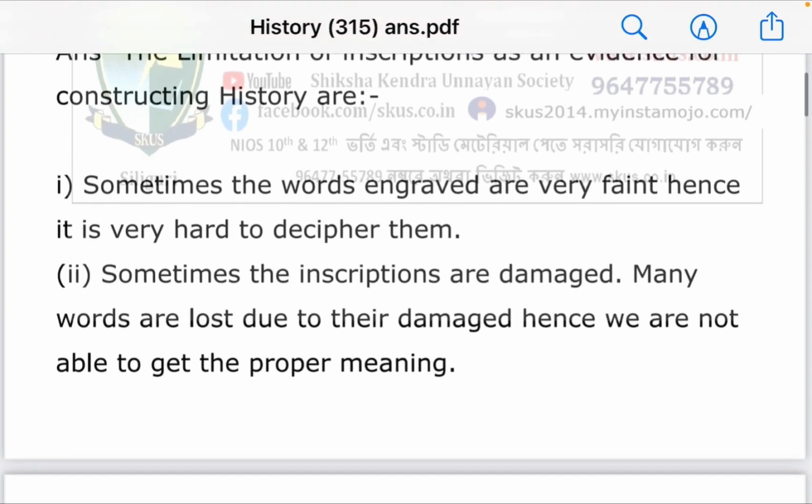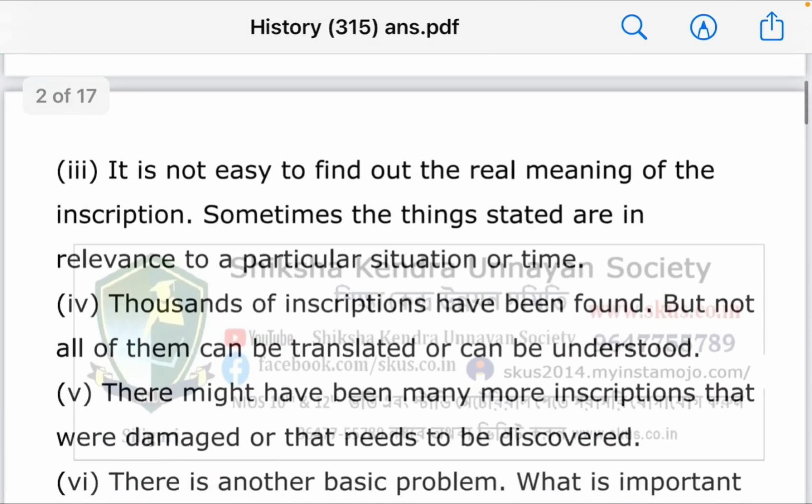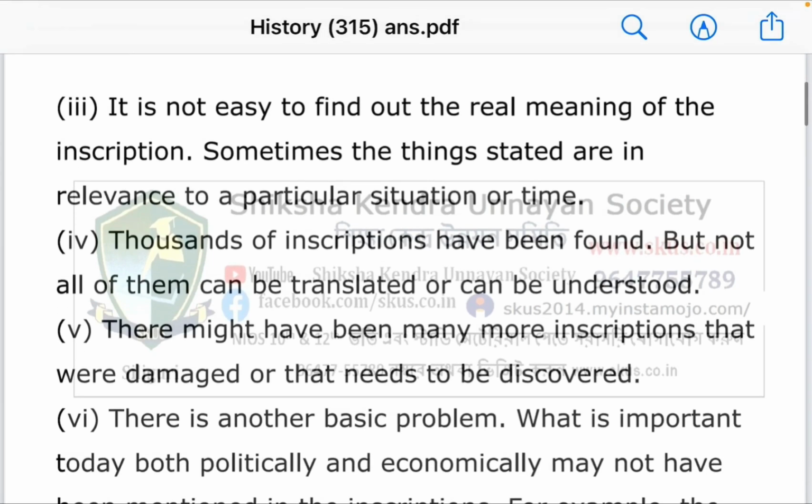What are the limitations? Number 1, sometimes the words engraved are very faint, hence it is very hard to decipher them. Number 2, sometimes the inscriptions are damaged. Many words are lost due to the damage, hence we are not able to get the proper meaning. Number 3, it is not easy to find out the real meaning of the inscription. Sometimes the things stated are in relevance to a particular situation or time.